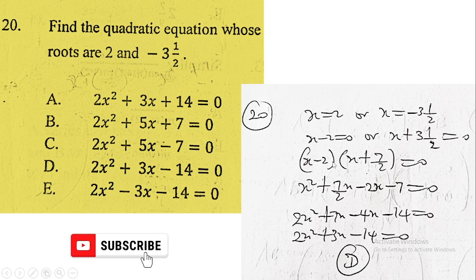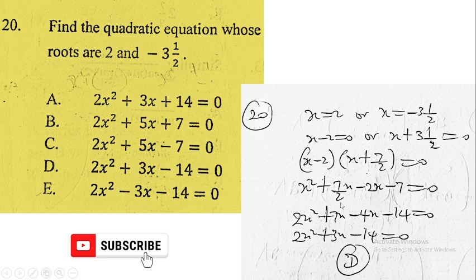So you have s minus 2 into s plus 7 over 2 equal to 0. Then from there, we can open the bracket. s times s gives us s squared. s times 7 over 2 gives us 7 over 2 s. Minus 2 times s gives us minus 2s. Minus 2 times 7 over 2 gives us minus 7.